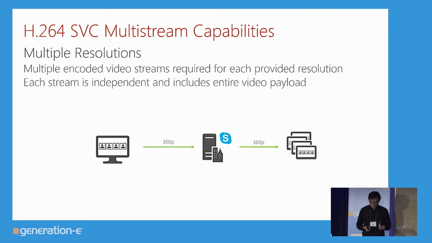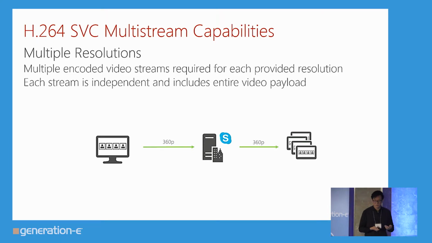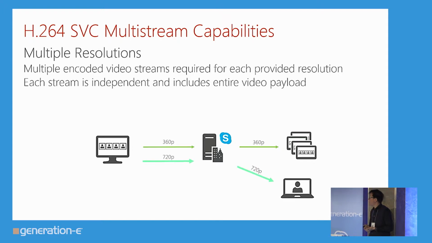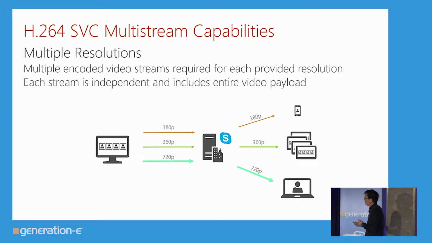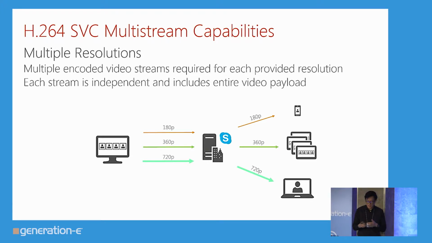So if you think about multiple resolutions, again, it's very similar. I have a client requesting 30 frames, 360p. It sends that. Another client comes in at 720p. It sends that. And the tablet, mobile device comes in at 180p. It sends that as well. It's important to note that for resolutions, each stream is independent and includes the entire payload.